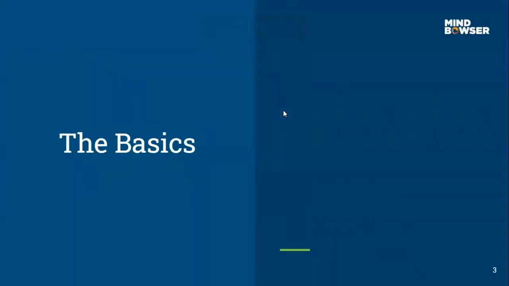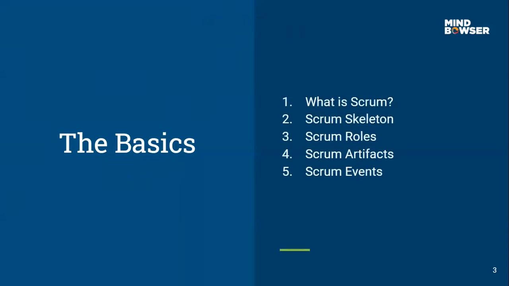So I have divided this session in two parts basically. First, it would have the very basics. I won't take much time here explaining the basics, as I'm assuming that most of the people are aware of these things. So in the first basic part, I'll be explaining what Scrum is, give some definitions, and give an idea about the Scrum skeleton. Then what the roles, artifacts, and events are in general Scrum basically.